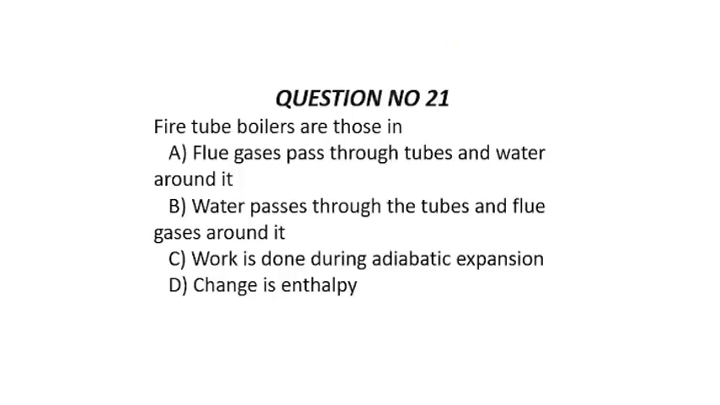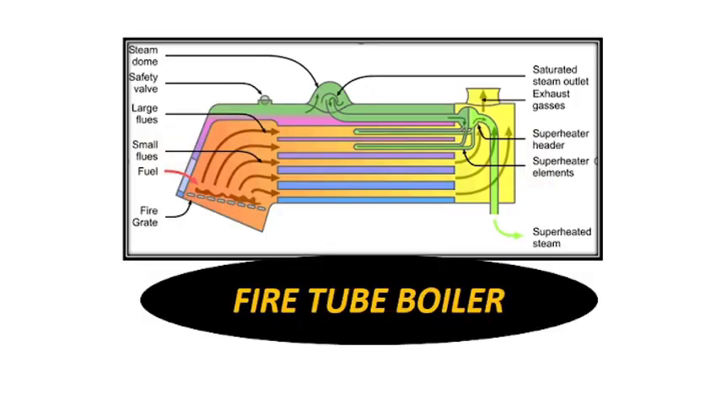Question number 21. Fire tube boilers are those in. So the correct option is option A. These are generally the opposite of water tube boilers. In this type of boiler, the flue gases pass through the tubes and the water surrounds them. This is the fire tube boiler in which the flue gases are in the tubes.